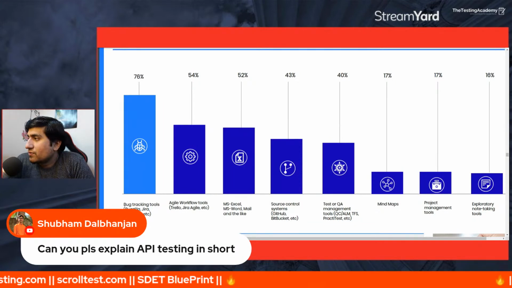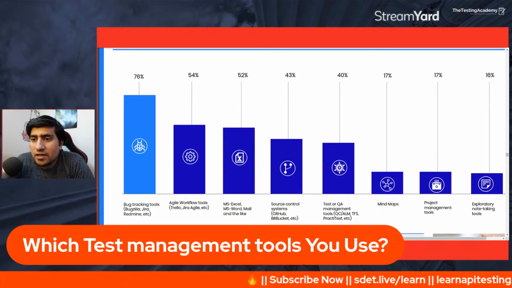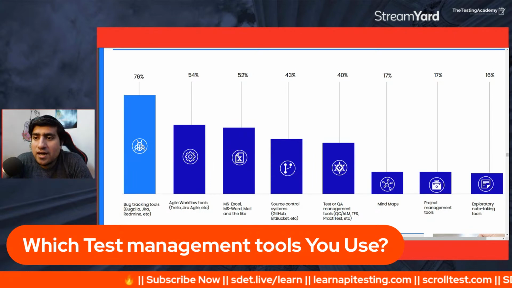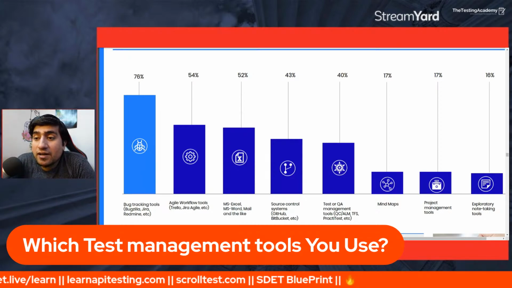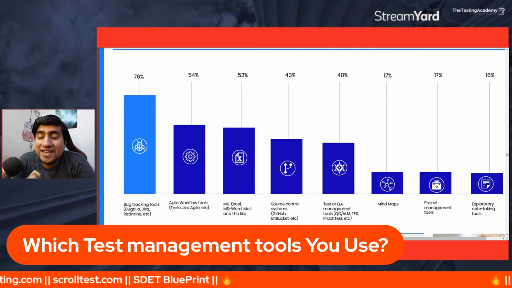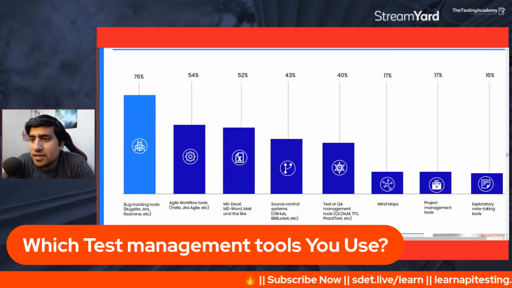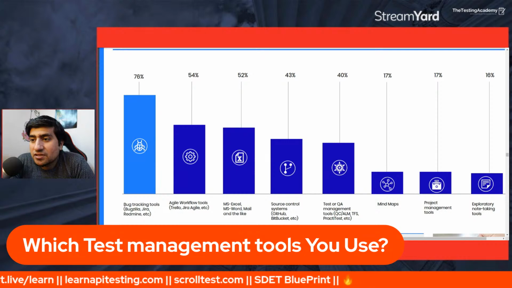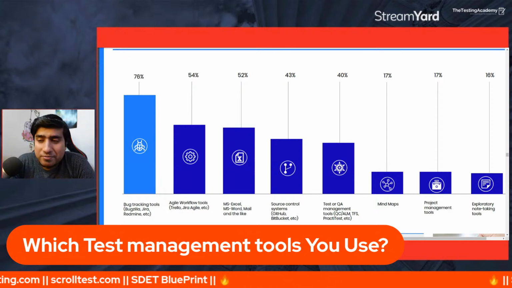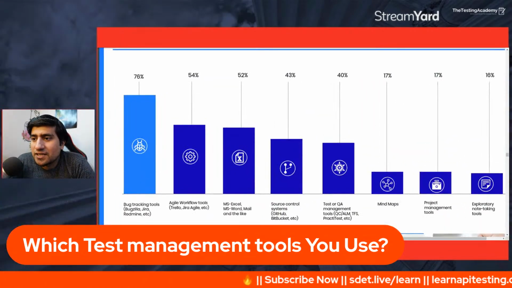Okay. So we were discussing test management tools, right? We were discussing which test management tools you use. If you see from the State of Testing report, bug tracking tools like Bugzilla, Jira, and Redmine have nearly around 76% right now. People are using that. That is insane. After that, Trello, Jira Agile, and afterwards Microsoft Excel still rules, I think, with 52%. We also use Microsoft Excel, and it's one of the awesome tools for a software tester to get started.